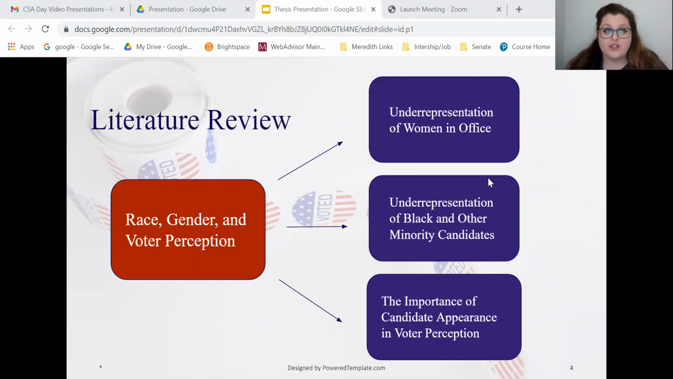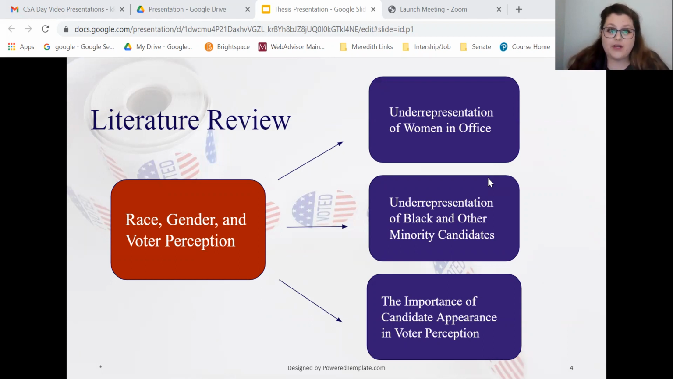The first of which is the underrepresentation of women in office, because women have long been underrepresented in political office, which I found in this research. For example, in 2019, the United States ranked 86th out of 152 nations in terms of women in political office, according to the World Economic Forum's Gender Gap Report. However, women's representation is on the rise, especially in federal offices.